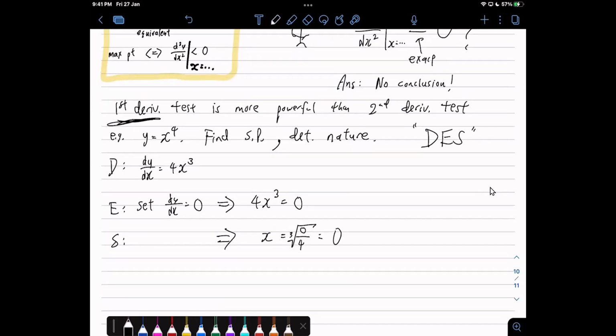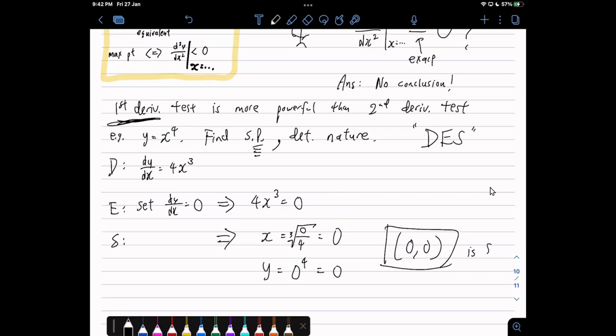Very good. Now I want the stationary point, so I need the y coordinate as well. So y equals, you sub x back into y, not dy by dx, to find the y coordinate. Some students get very blur during exam. They'll sub 0 into dy by dx. Wrong. You must sub into the original y equals x power 4. So you get 0 power 4, which is just equal to 0. So the coordinates are 0, 0.